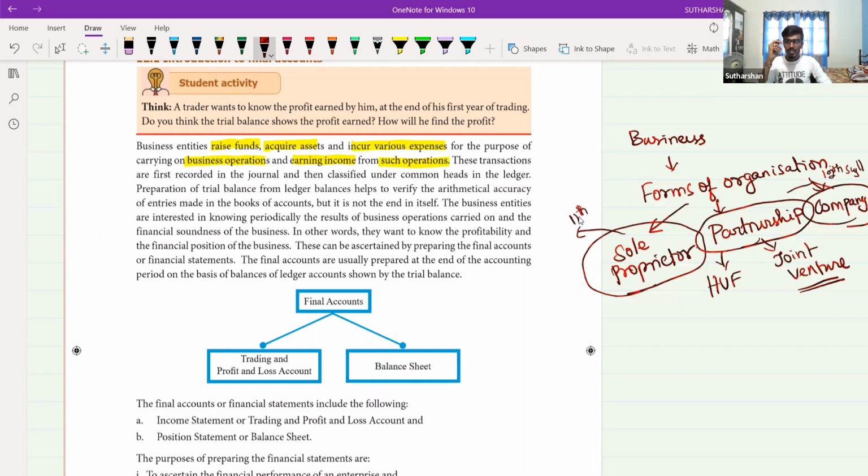If I want to do a business, I need funds. I need assets. And I am incurring different expenses: rent expense, electricity expense, stationery expense, salaries, wages I am giving, for the purpose of carrying on business operations and earning income from such operations. I am doing a business, from that I am earning money. Operation means what business I am doing. If I am concerned about FMCG, fast moving consumer goods, or about car manufacturing business, or motor vehicle or motorcycle operation, like that we will translate the business entities.